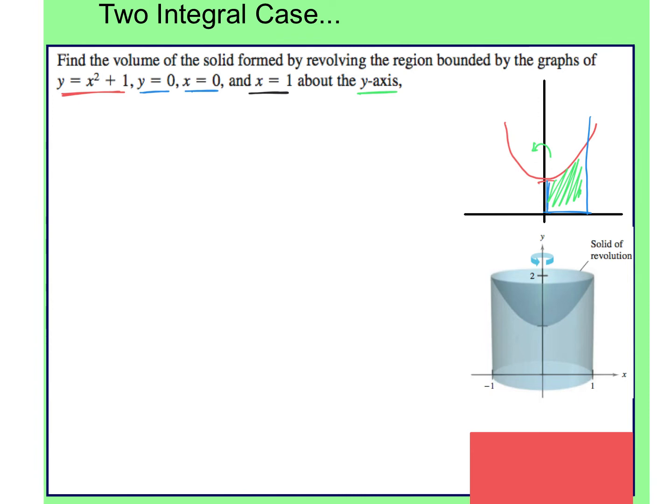However, if we're revolving around a y-axis, what do we need to be in terms of? Y. All right. So let's solve for x to put it in terms of y. So what does x equal? Square root what? Y minus 1. We subtract 1, we square root it. All right. Now, technically, it's plus or minus, but which portion are we dealing with? The positive square root. All right, because we're in the first quadrant. All right. Now, this one's a little bit tricky. Is this a disk or a washer?